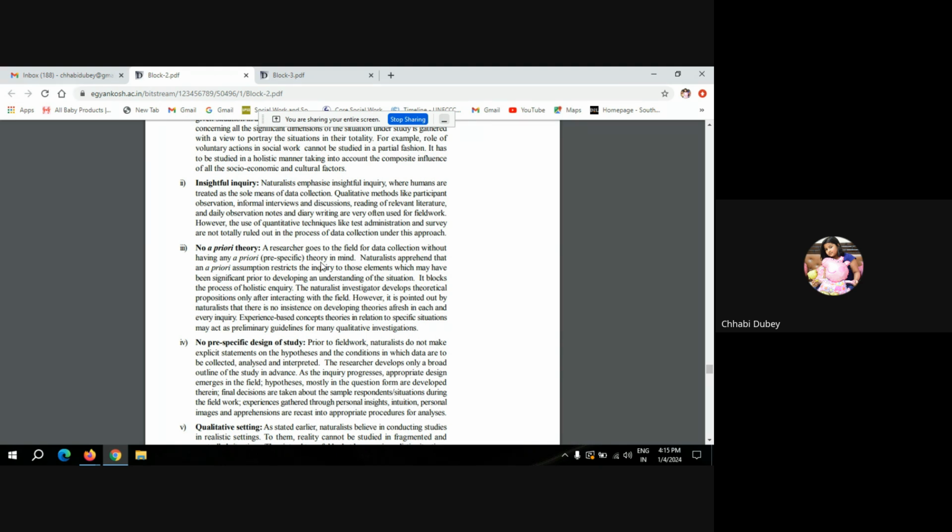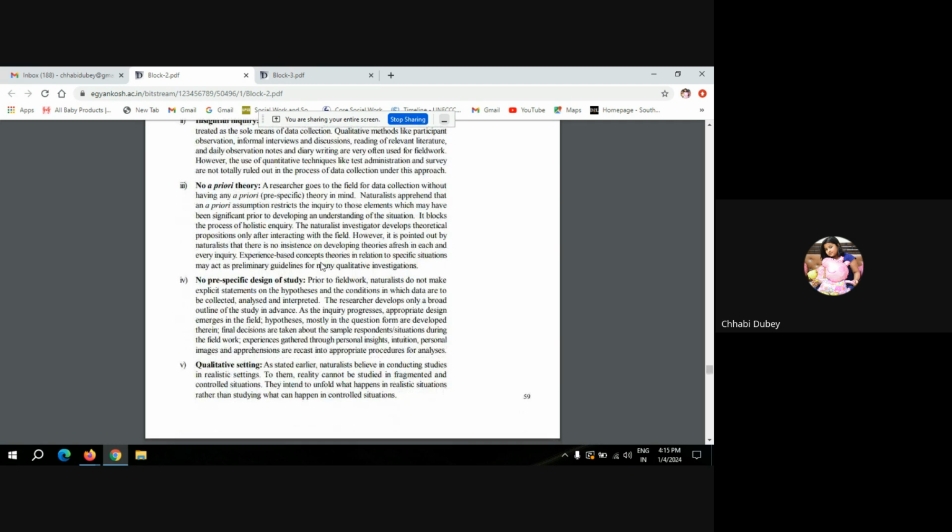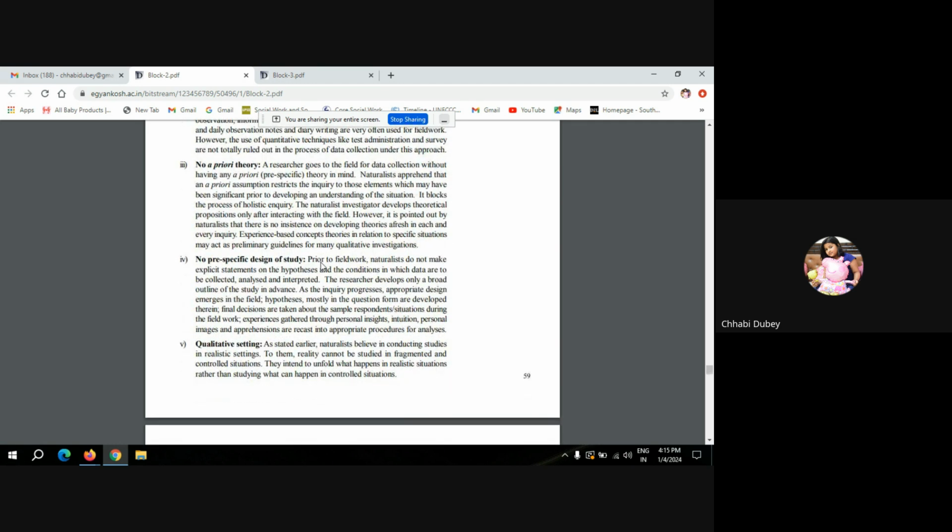Okay. Then next we come to the no pre-specific design of study. Here we do not go with any explicit statement on the hypothesis and the conditions under which the data are to be collected, analyzed, and interpreted. The researcher will develop only a broad outline of the study in advance. As the inquiry progresses, we will come up with appropriate designs or hypotheses, mostly in question forms.